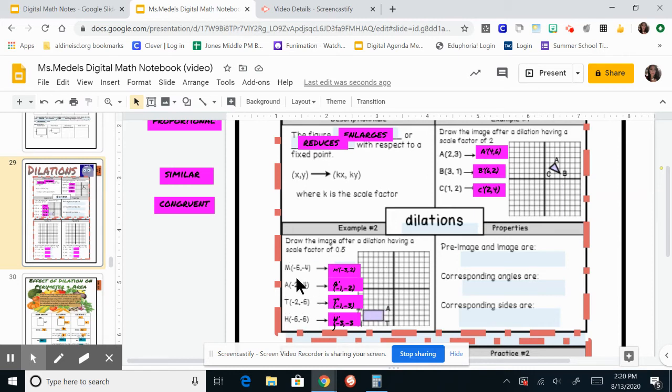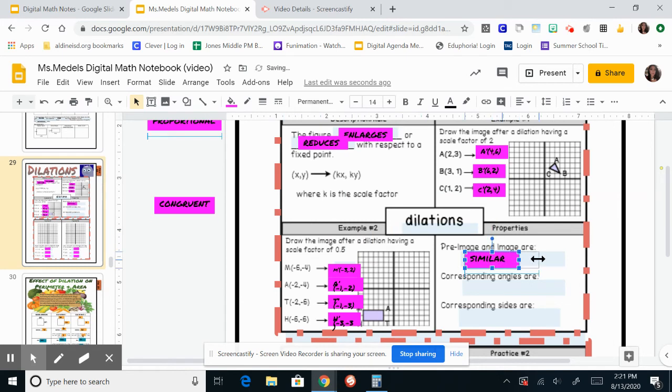If my numbers are going from big to little, that means I got smaller. It's a reduction. So in dilations, the pre-image, the original, and the image, your new one, are going to be similar, because we're still dealing with the same shape. They're just different sizes. Sorry, I'm going to repeat that. They are similar because they have the same shape, but they're different sizes. They're either going to be an enlargement or they're going to be a reduction.